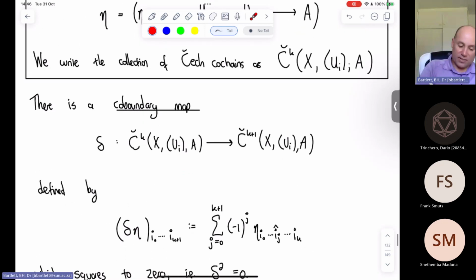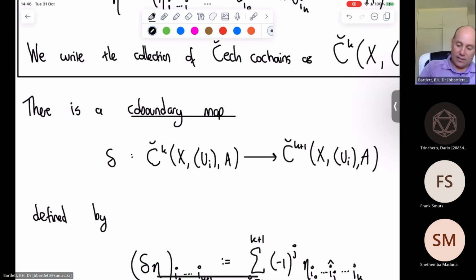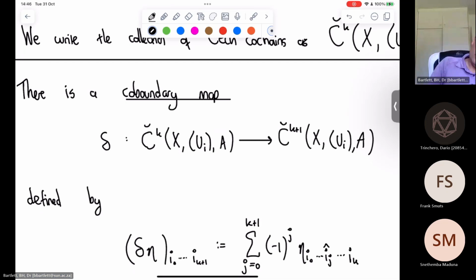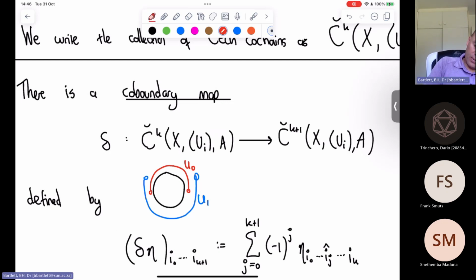Okay, so let me just do an example here just so that we're clear what this means. So let's take S1, and I've got this as my first open set, and this is my second open set. Okay. So what is a 0 check cochain? It would just consist of eta 0 from U0 to A and eta 1 from U1 to A, locally constant. So if, for example, A was R, then that would just mean the number that you're associating to each point here is just a constant real number.